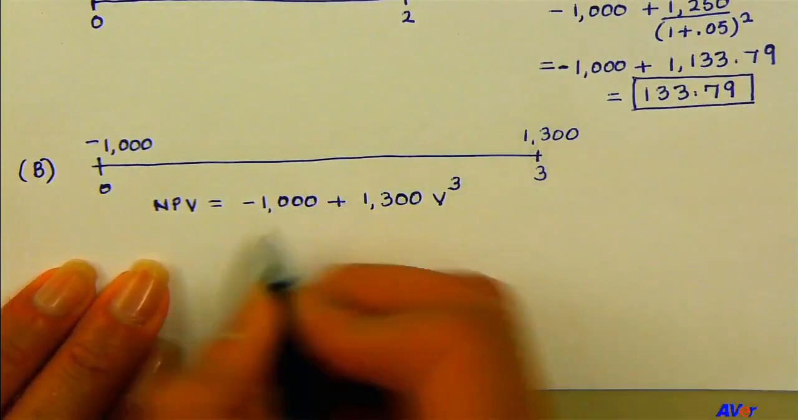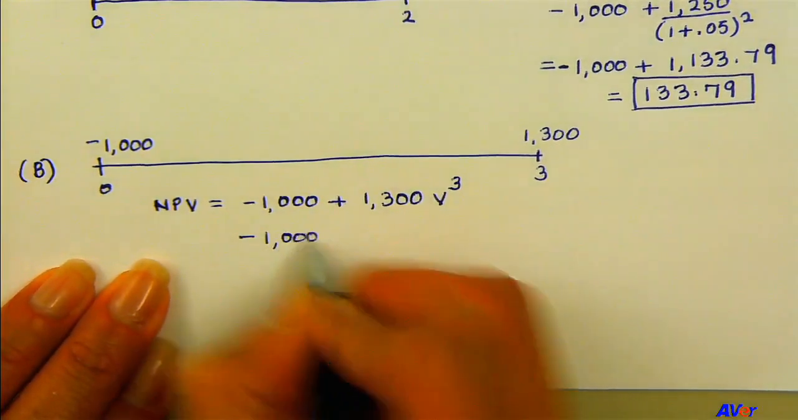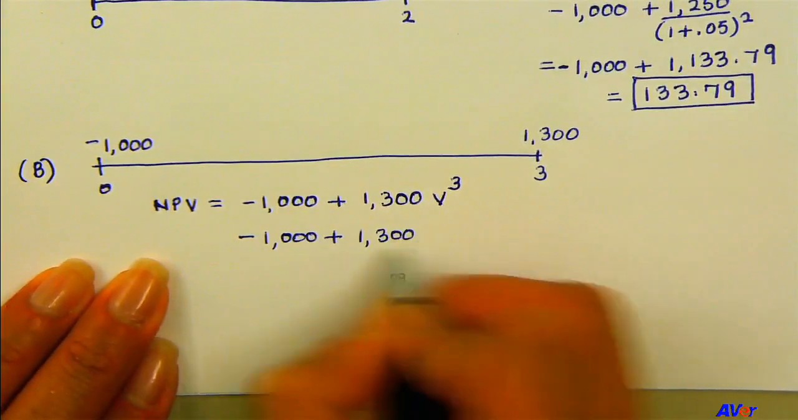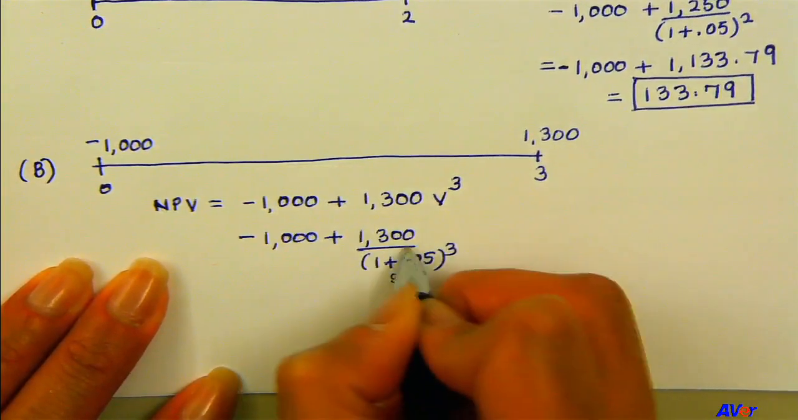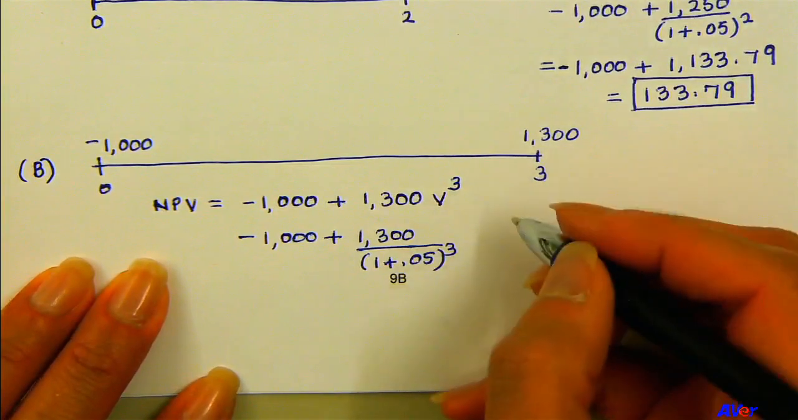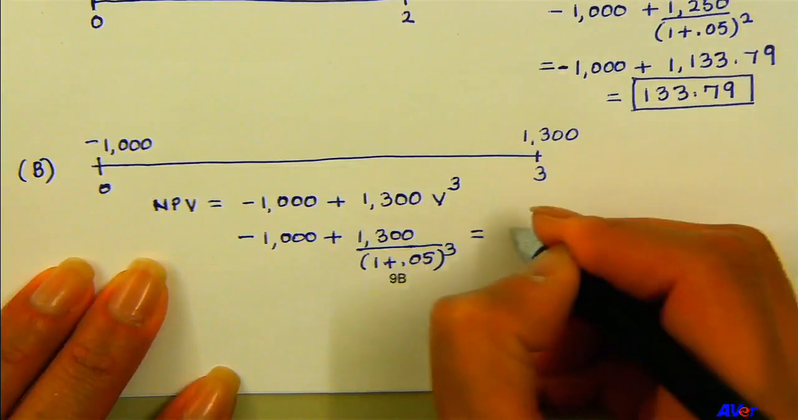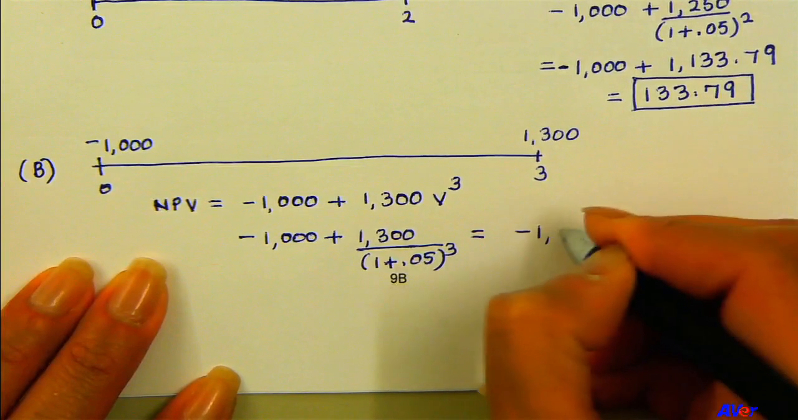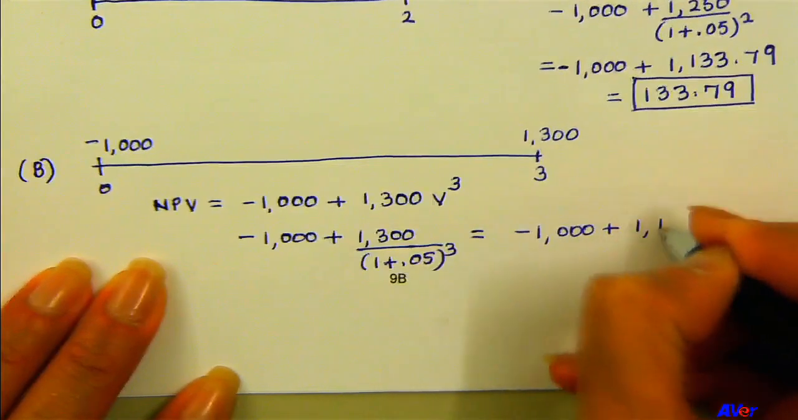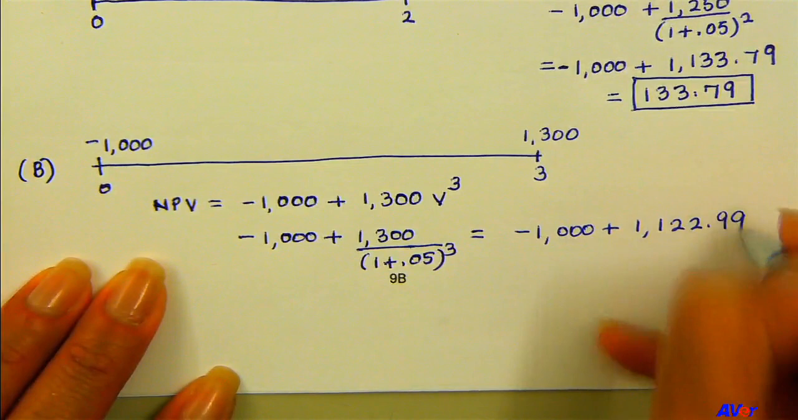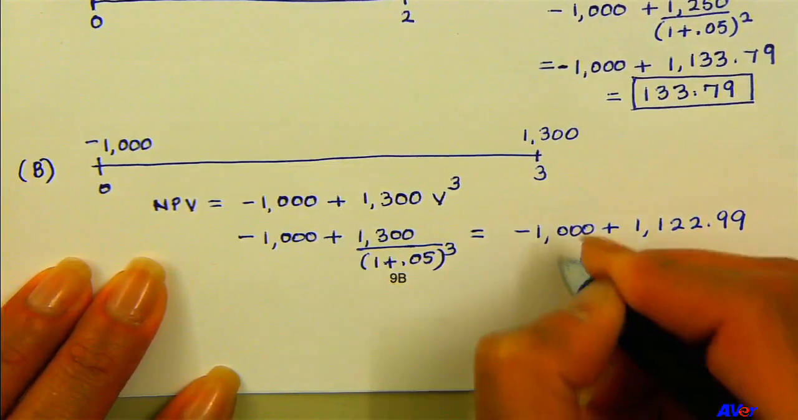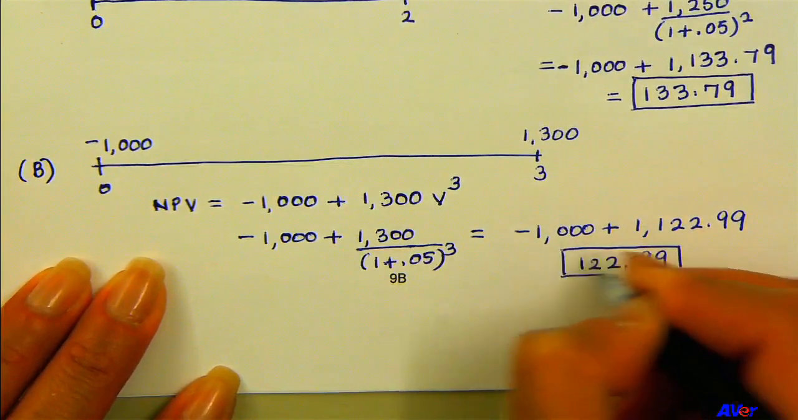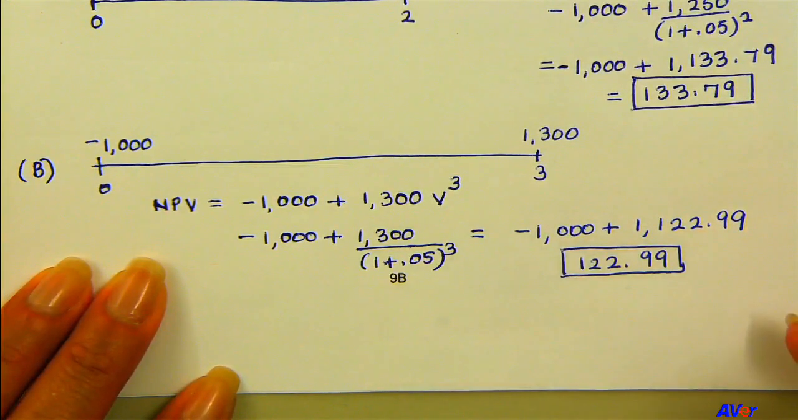Okay, so let's clean this up. Minus 1,000 plus 1,300 over 1 plus 0.05 to the 3rd power. What do you get now? 1122.99. Okay, minus 1,000 plus 1122.99, so I get 122.99. So the net present value for A is bigger, and therefore she should choose option A.